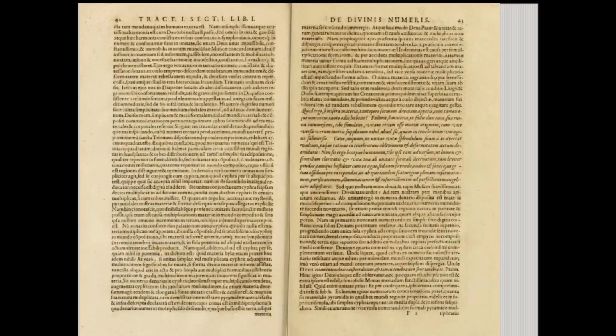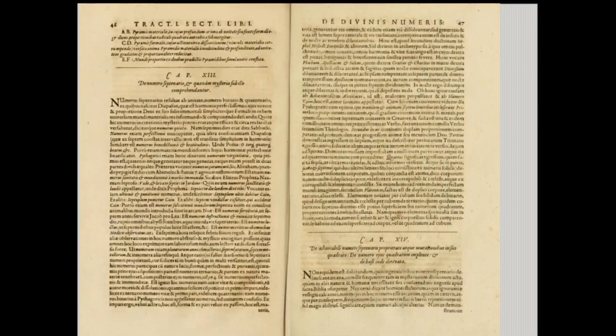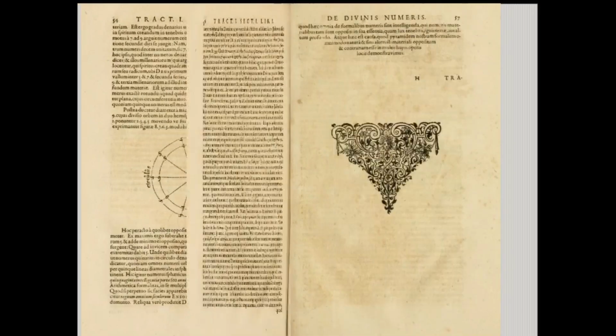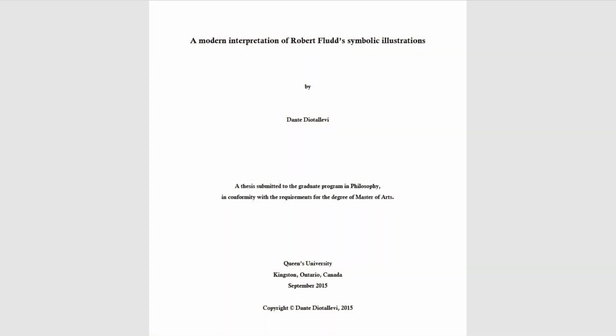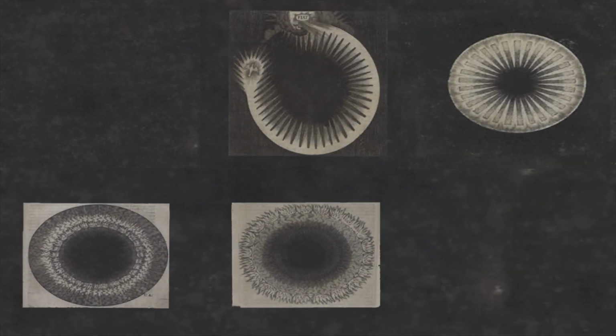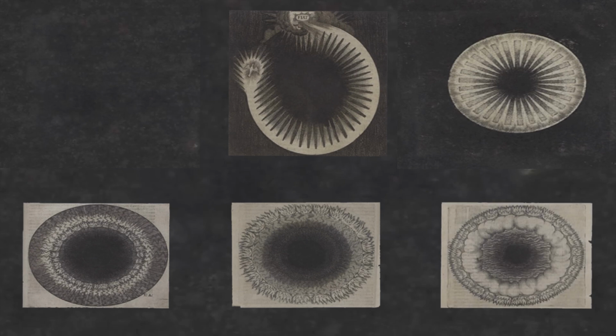At first, I didn't know how I was going to be able to determine what these images meant, but by pure luck, I came upon a paper that outlined what some of these images mean. It was a graduate thesis by Dante Diotalevi, titled A Modern Interpretation of Robert Flood's Symbolic Illustrations. Of the 22 images, Dante was able to outline what 6 of them meant. The 6 you see right now are, according to Flood, how the universe came to be.